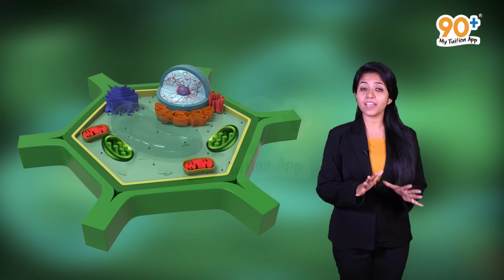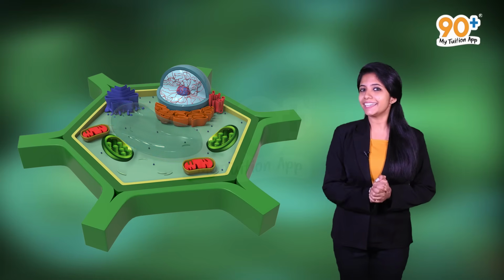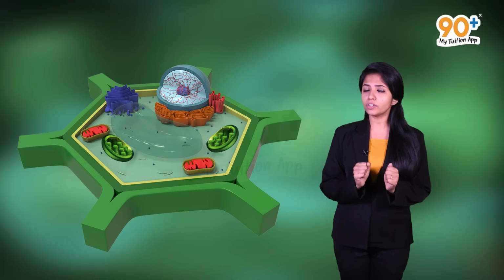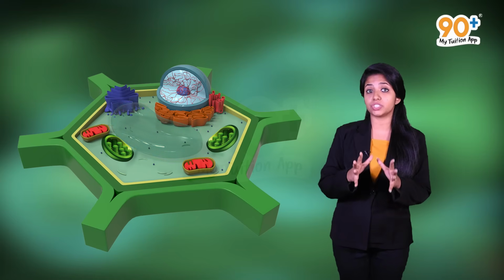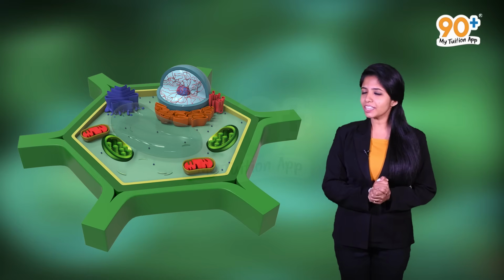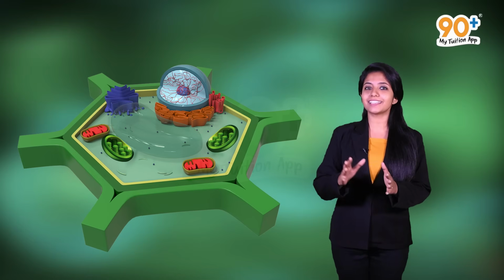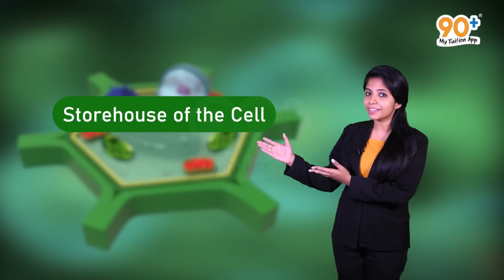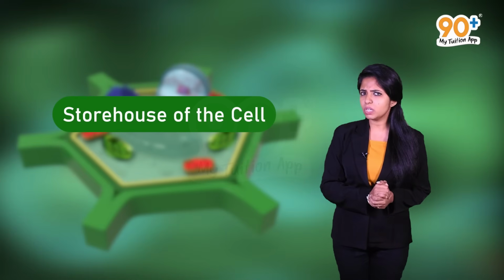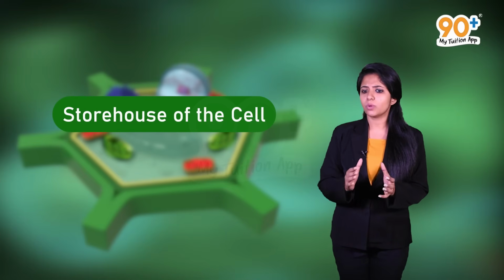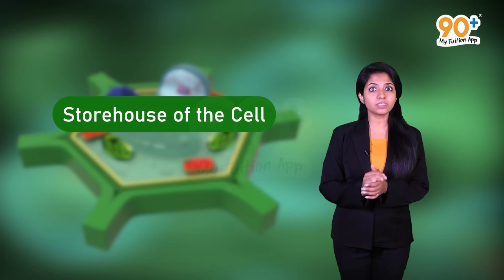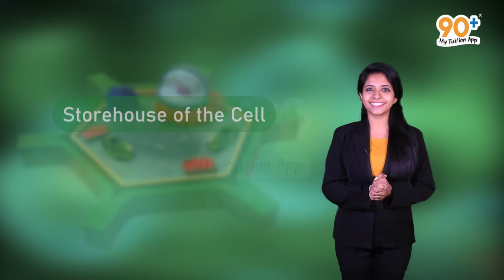And you know what? I have studied about this vacuole. It is filled with cell sap or a fluid substance that provides rigidity and turgidity to the plant cell. And the vacuole is also known as the storehouse of the cell because it stores amino acids, sugars, and different organic acids. Well, sometimes it stores proteins too.